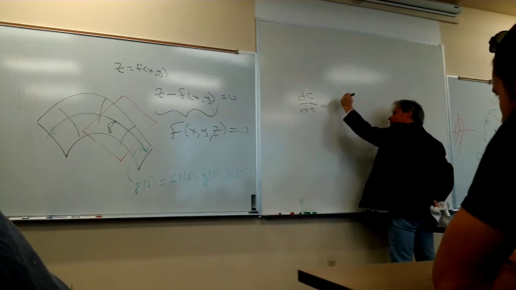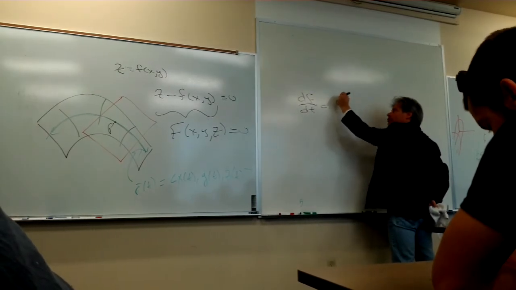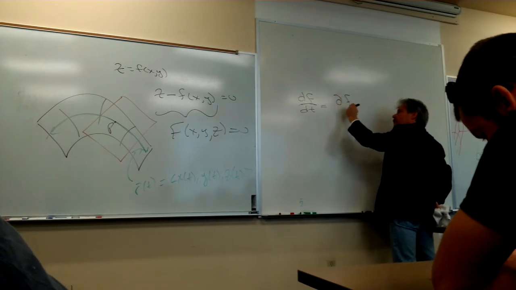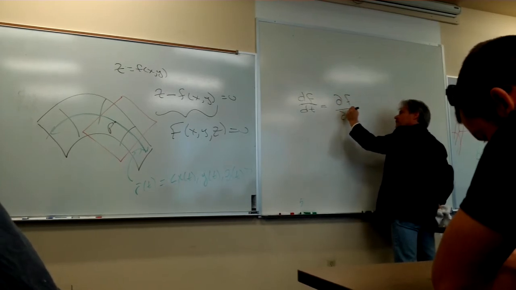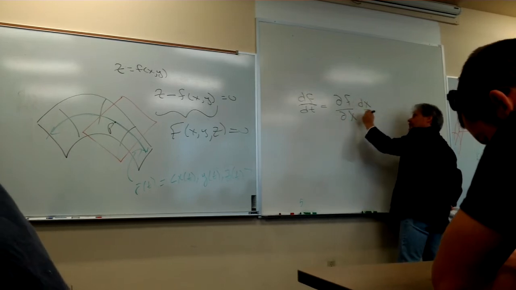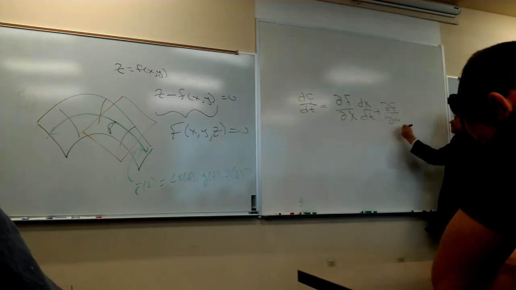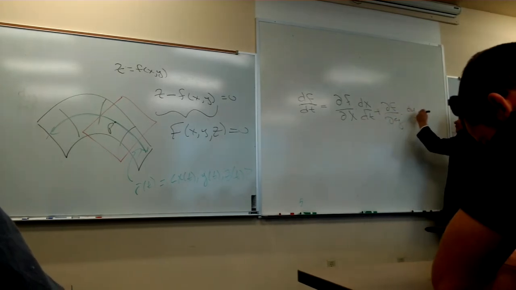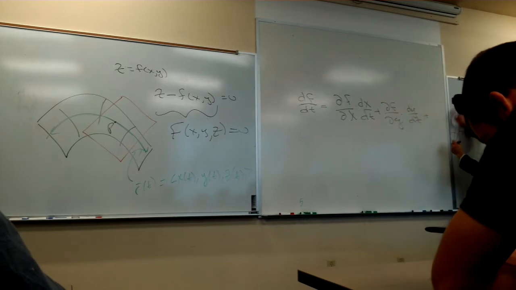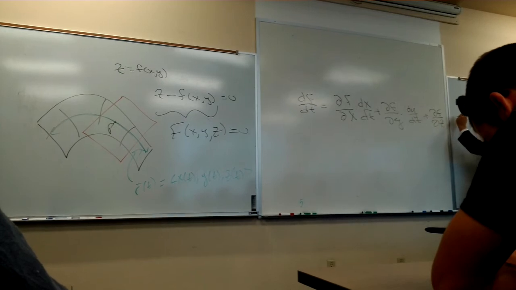What do we got? Hold on a second. I'm just using the chain rule. The partial of big F with respect to x times the derivative dx/dt, plus the partial of F with respect to y times dy/dt. Same for z: partial F with respect to z, times dz/dt. Big long expression.